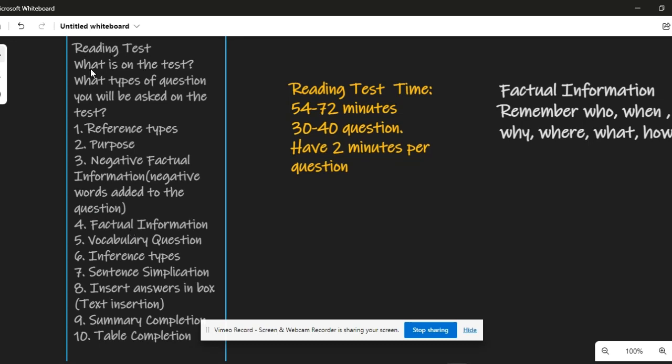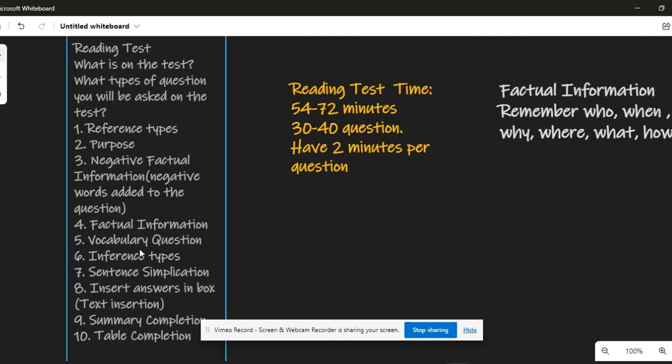Okay, so reading test. What is on the test? What types of questions will you be asked on the test? The first is reference types. Second, purpose. Third, negative factual information, where the questions will have negative words. Number four is factual information. Here's the difference you have to watch out for: there is negative factual information, and here is only factual information.